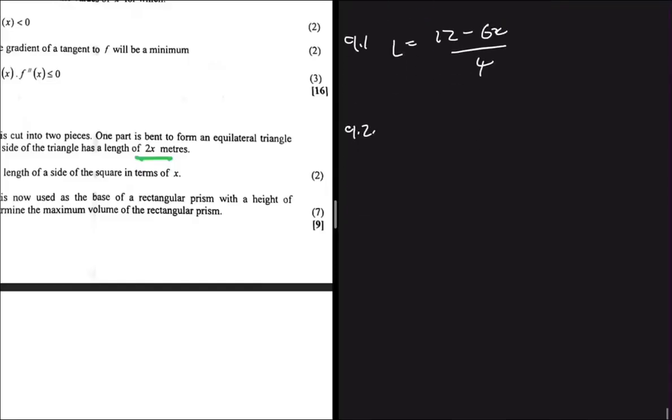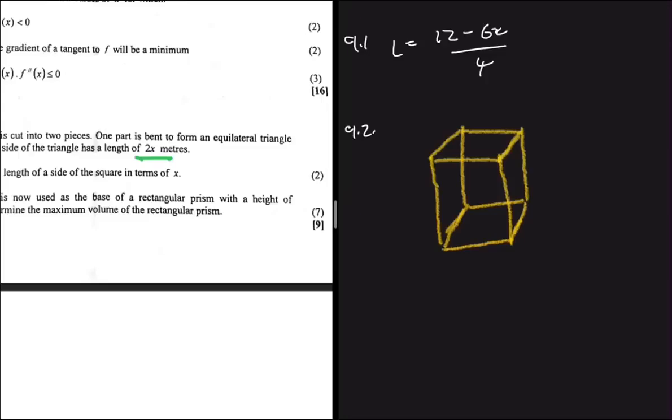So at the base, we have the square. And then we have our height there, and another square at the top. The size of the square, we know fully well, is 12 minus 6x divided by 4. Then the other side should also be 12 minus 6x divided by 4. And then the height is said to be 4x.